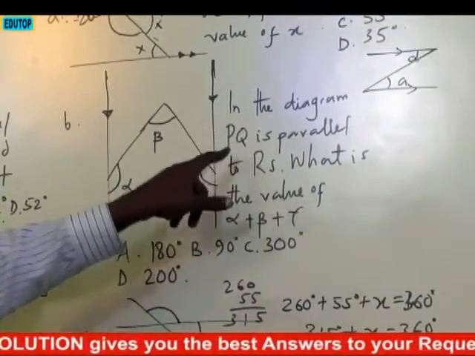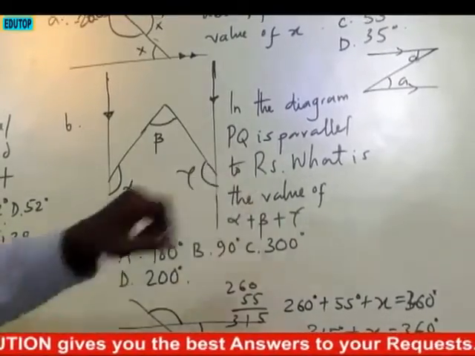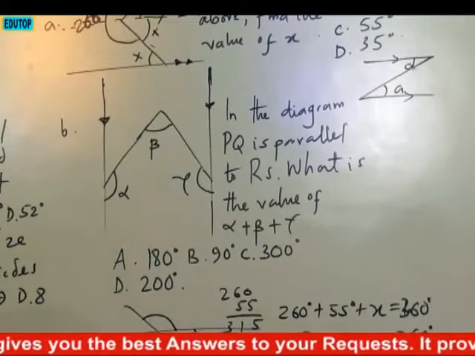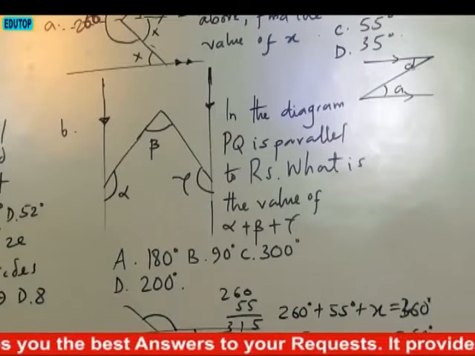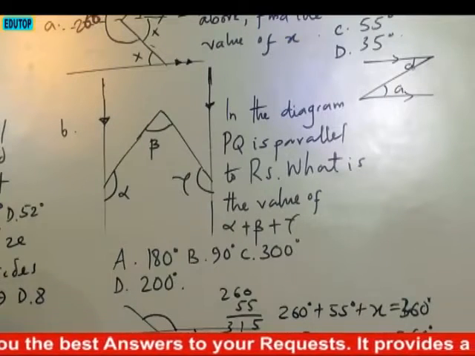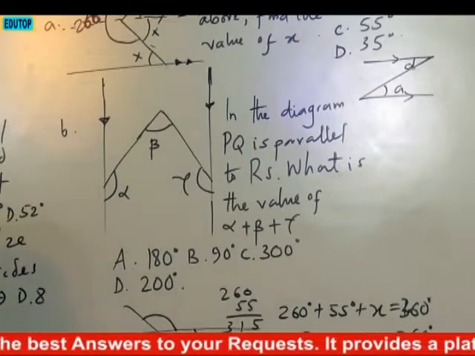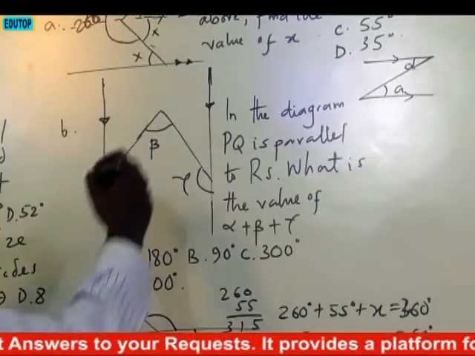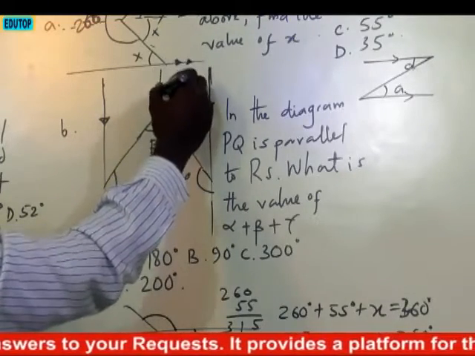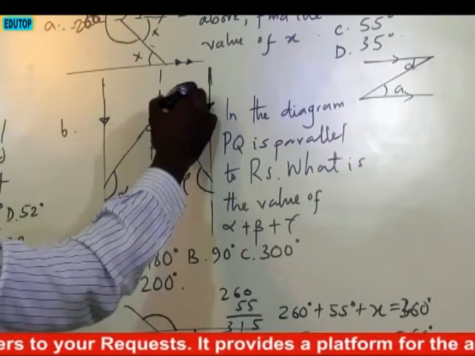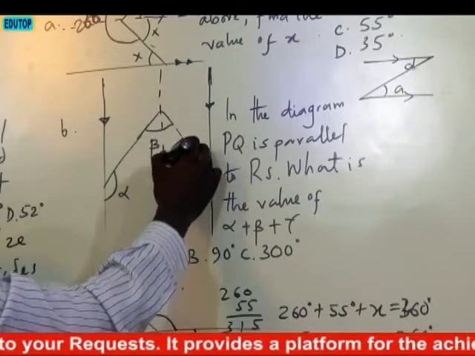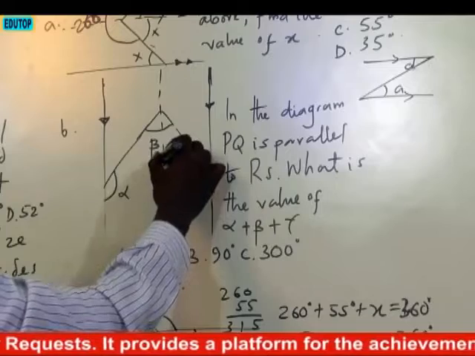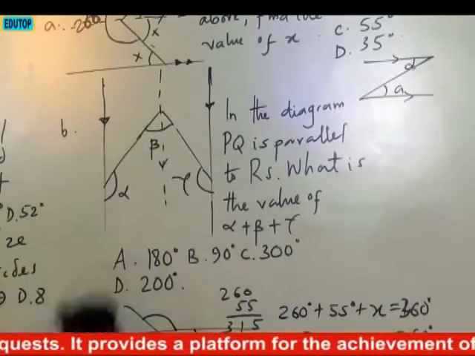In the diagram, PQ is parallel to RS. What is the value of alpha plus beta plus gamma? So what it means is that we have dealt with this concept several times. Any question structure concerning this concept should be a bonus for you. So in this situation, that means you have to draw a line. You can see that line. That line is parallel to these two lines.